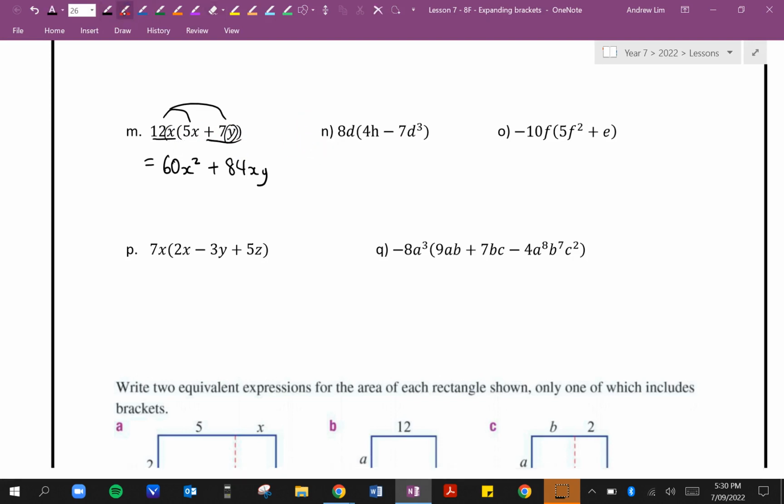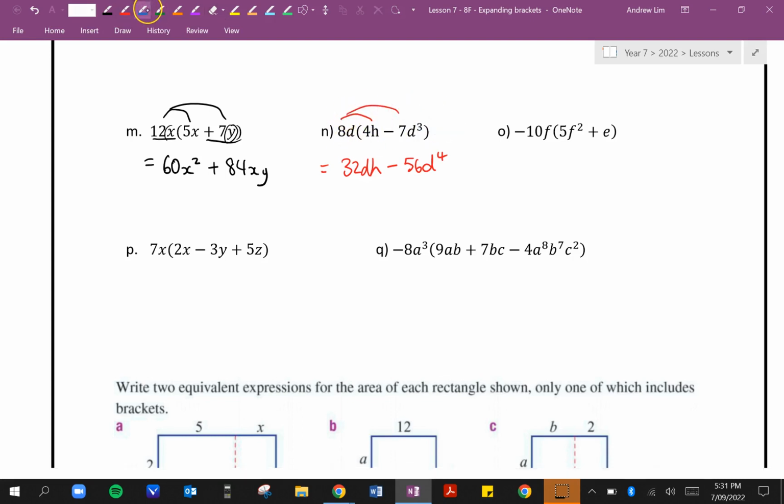Question N. 8d times 4h is 32dh. Positive times negative is negative. And 8 times 7 is 56. D times d cubed is d to the power of 4. Okay, there's 1d here, plus another 3, that's 4 d's.